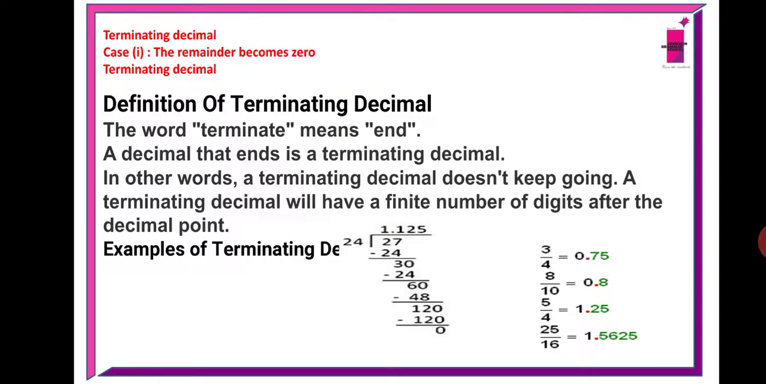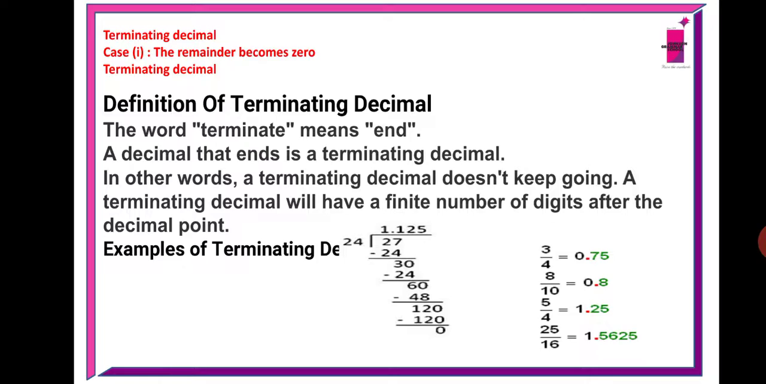Now, the definition of a terminating decimal. The word terminate means end. A decimal that ends is a terminating decimal. In other words, a terminating decimal does not keep going. A terminating decimal will have a finite number of digits after the decimal point.